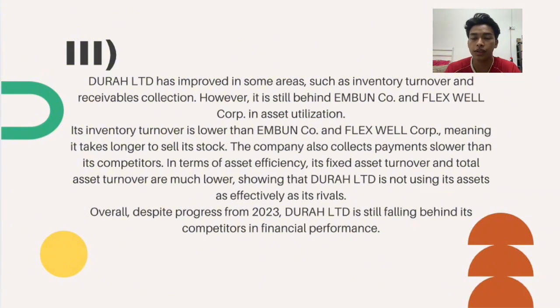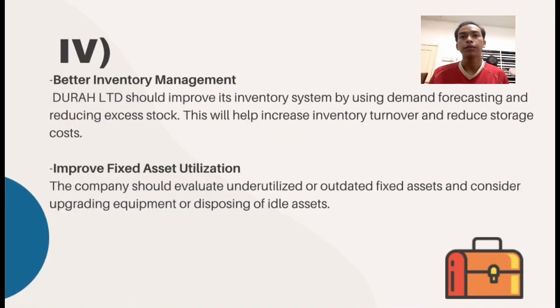in financial performance. Okay, the next question is to recommend any 2 strategy areas for Dura Ltd to improve its asset management performance. So the first one is better inventory management. Dura Ltd should improve its inventory system by using demand forecasting and reducing excess stock. This will help increase inventory turnover and reduce storage costs. Next is improving fixed asset utilization. The company should evaluate underutilized or outdated fixed assets and consider upgrading equipment or disposing of idle assets.